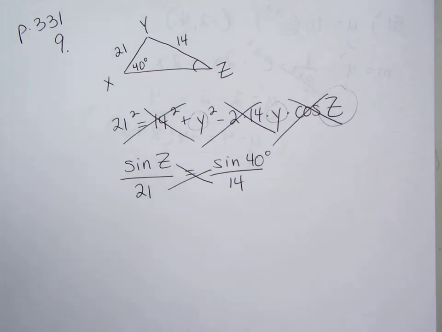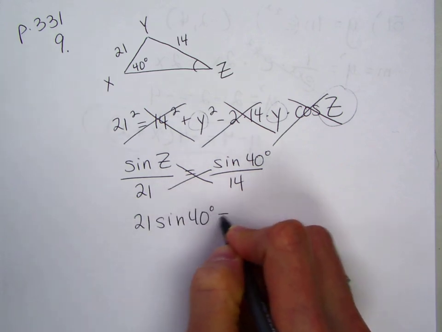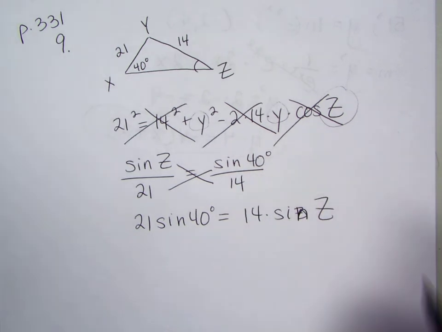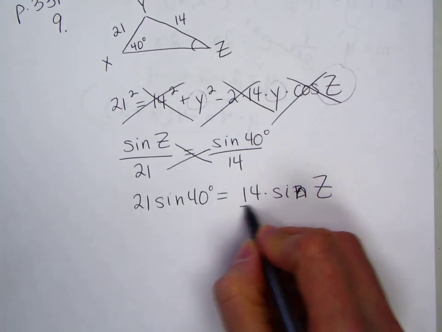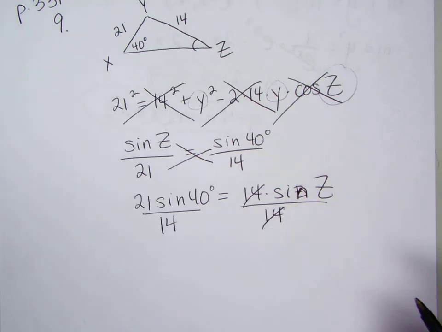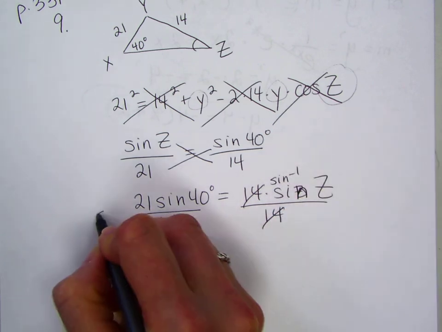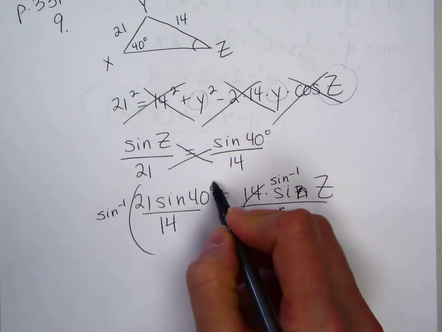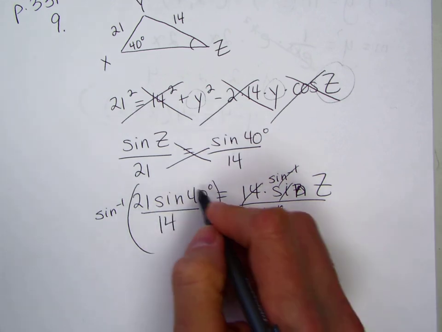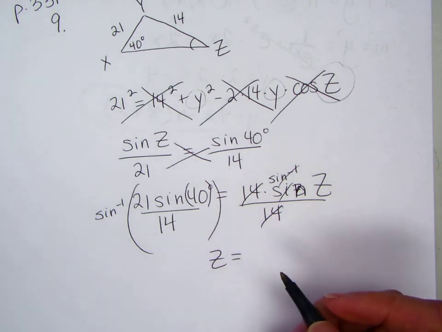So when I cross multiply, I get 21 sine of 40 equals 14 times the sine of z. Divide both sides by 14. And how do you get rid of a sine? Inverse sine. And I type this all in at the end. You don't have to do it that way. The problem with doing it that way is that you've got to be correct with your parentheses. It's going to give me a parenthesis here, so I've got to close it there. Now, this is only going to give us one answer in degree mode. Determine what that answer is, please.